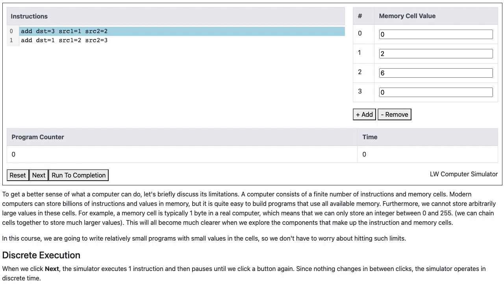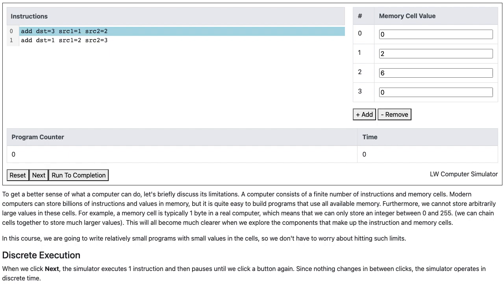When we click Next, the simulator executes one instruction and then pauses until we click a button again. Since nothing changes in between clicks, the simulator operates in discrete time. When we click Run to completion, the simulator executes instructions one after another, possibly indefinitely. But the simulator still executes one instruction at a time and can only execute a finite number of instructions in a given time interval. Thus, the simulator is still operating in discrete time.